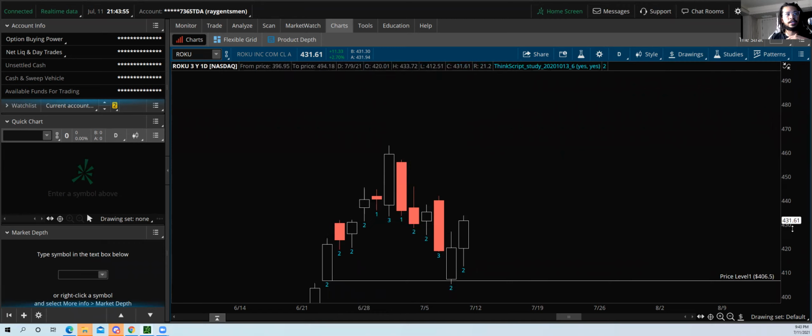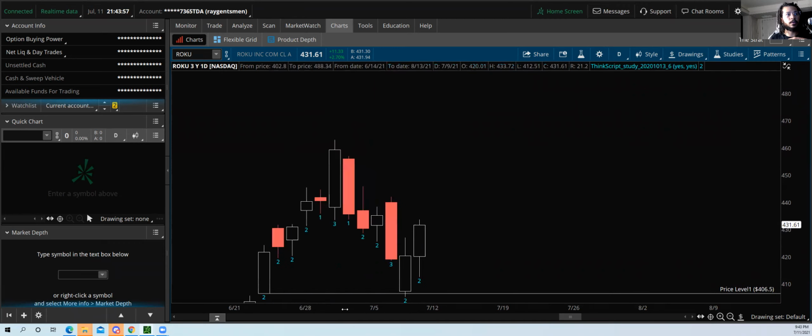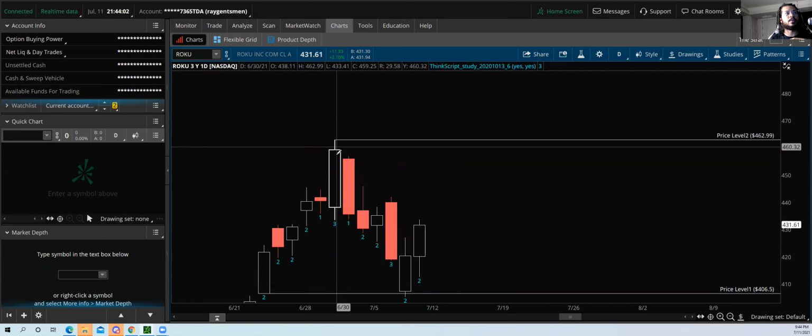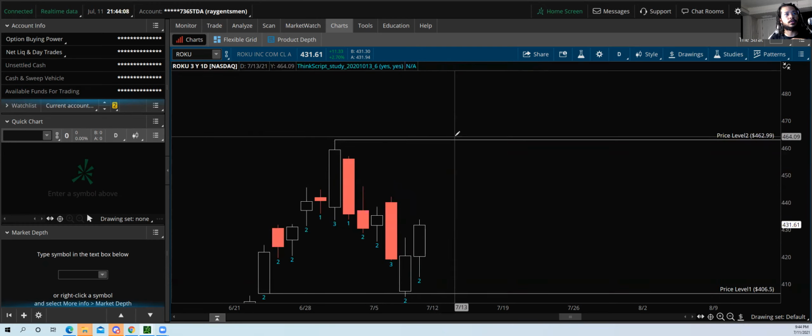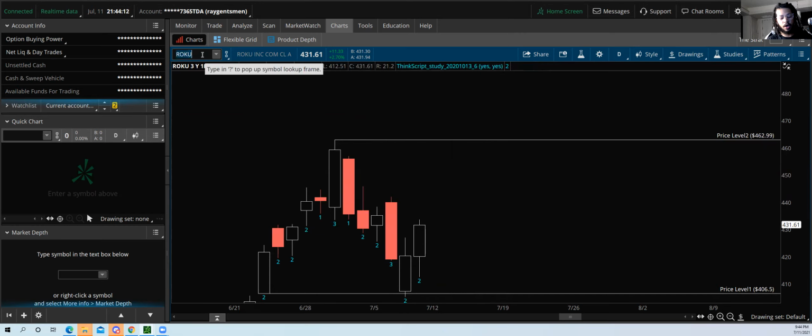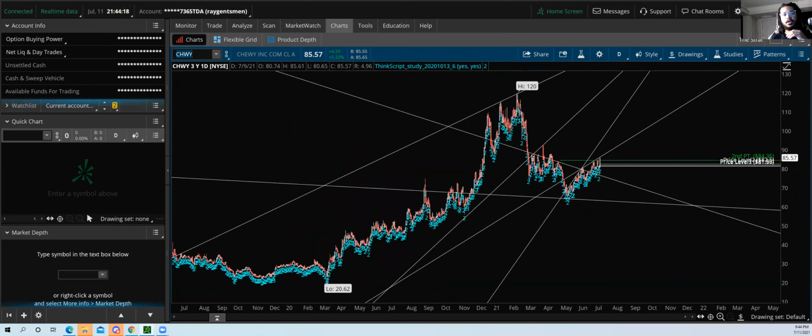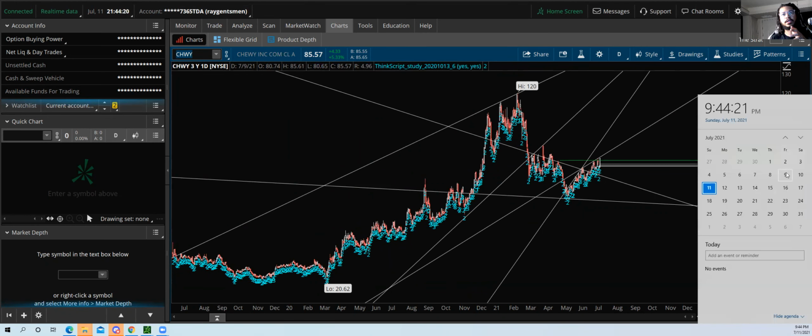But as you can see in this example right here, it's already formed the triangle, right? And so if Roku goes to the upside and breaks above this, it will form the second triangle. All right. So here's the first one. If it goes on up, then it'll form the second triangle. A perfect example of this already happening is Chewy from Friday. Whenever you're watching this video, this happened on the 9th.